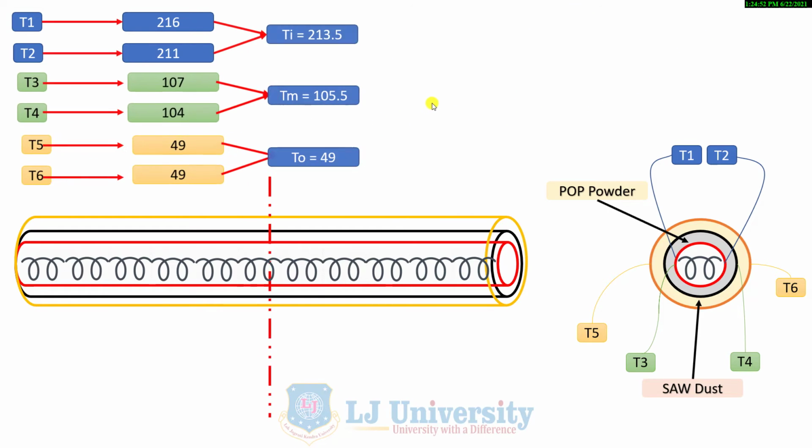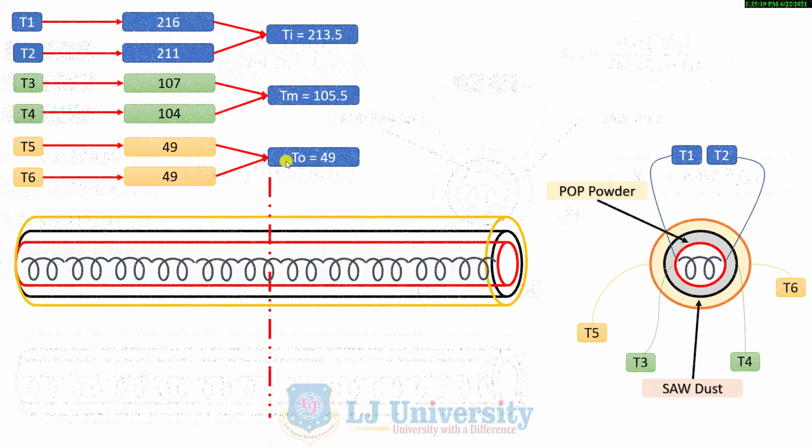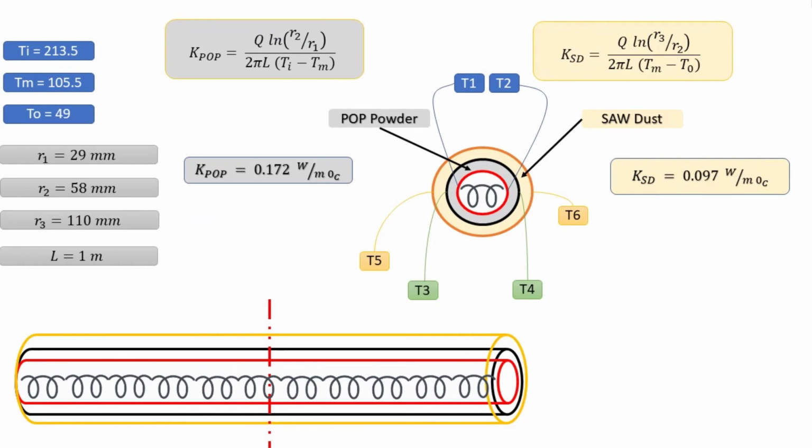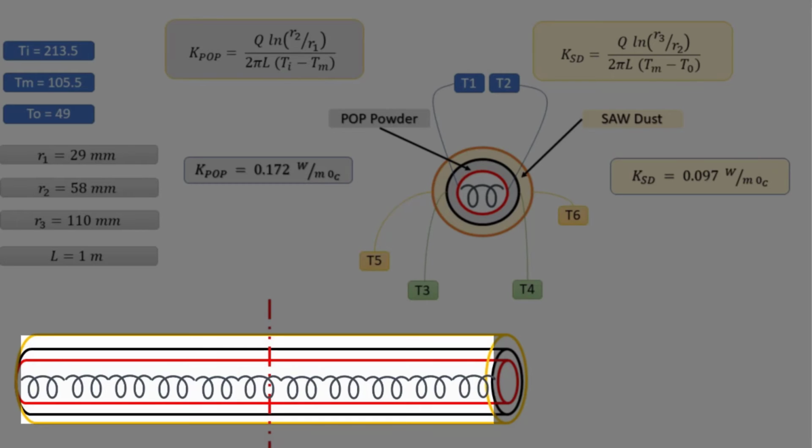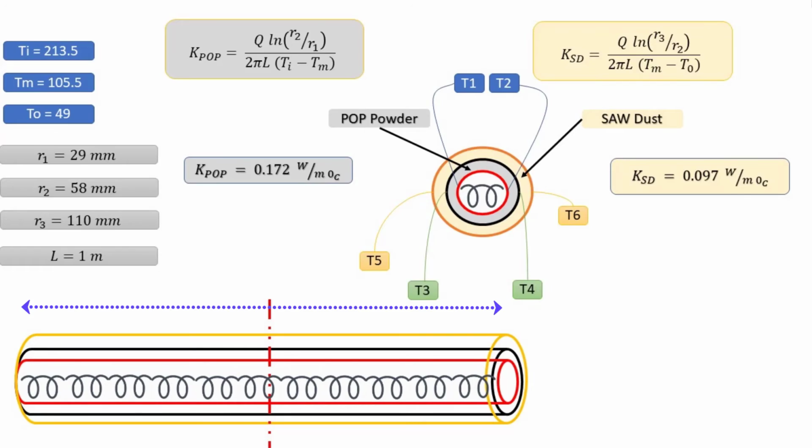Now by using these values we can easily find the corresponding temperatures of the inner cylinder, middle cylinder and outer cylinder. The temperature of the inner cylinder is (216 + 211) divided by 2, the mean temperature, which is 213.5. Same procedure for the middle cylinder, (107 + 104) divided by 2, which is 105.5, and same for the outer cylinder, which is 49. Now we know some fixed parameters like R1, the radius of the inner cylinder, R2, the radius of the middle cylinder, and R3, the radius of the outermost cylinder, and the total length of the cylinder is considered as 1 meter.